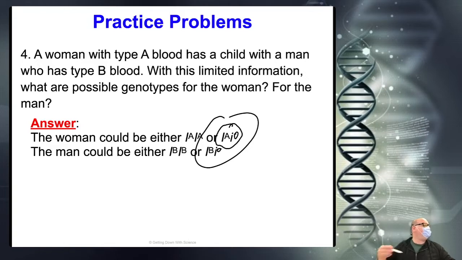O negative is the universal donor, but it can only receive type O. So it's like you're good to give, bad to get. When they come to the emergency room and they need blood right away, you give them O negative at first because anybody can take it.